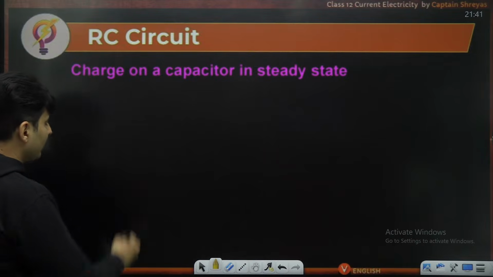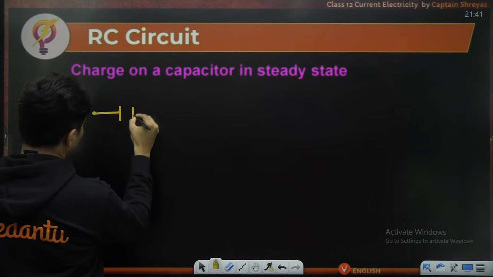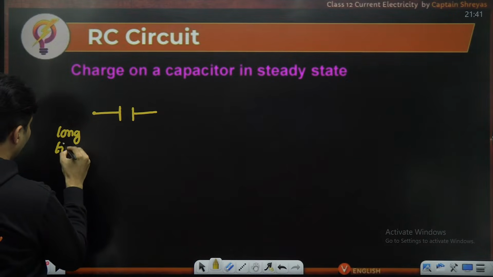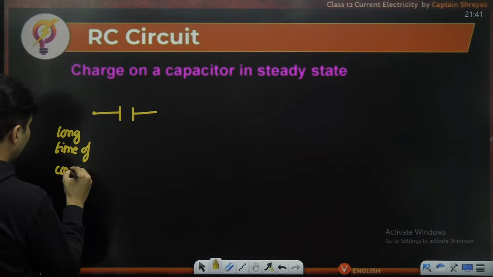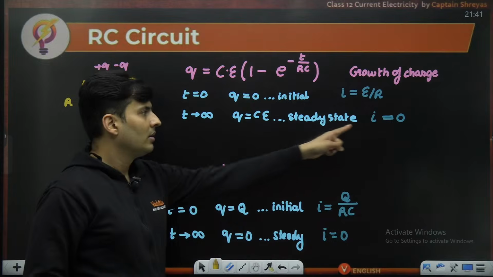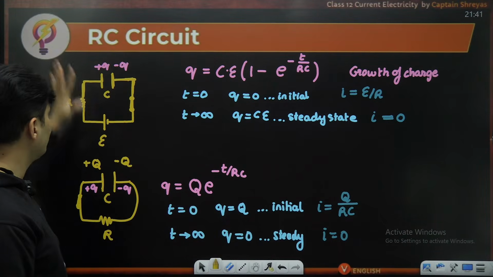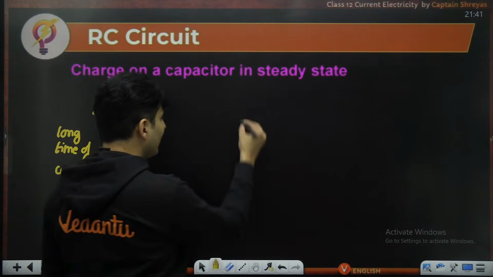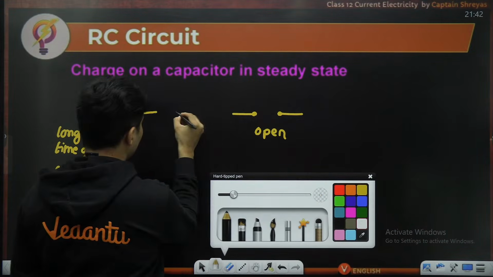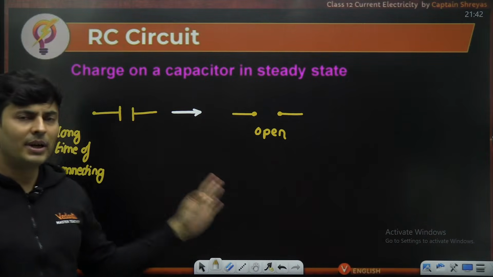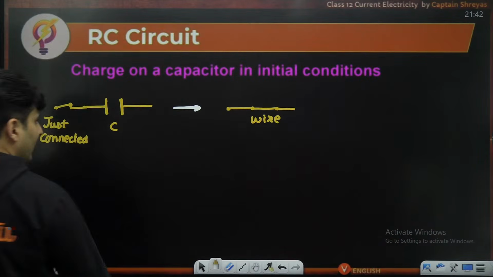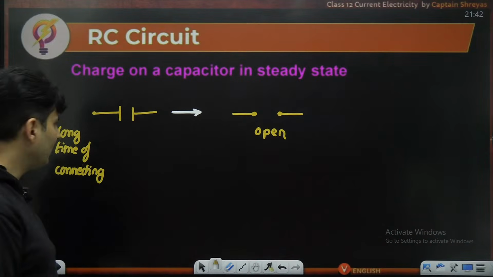But after a long time in the circuit, that means you have reached a steady state. So after a long time of connecting it in the circuit, then you can see what is happening. There is no current in the circuit. As if it has blocked it, that means it is open. So it behaves like an open circuit. Very, very important, guys. When it is just connected, it behaves like a wire. When it is there for a long time, it behaves like an open circuit.